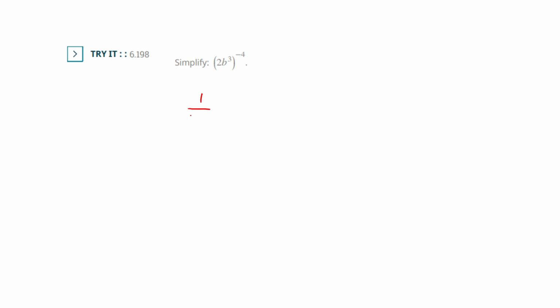Okay, again, I'm going to move it all down to the bottom. Now, I'm going to give the 4th power to everyone inside. That's going to get 2 to the 4th is going to be 16. B to the 3rd to the 4th power is going to be b to the 12th.